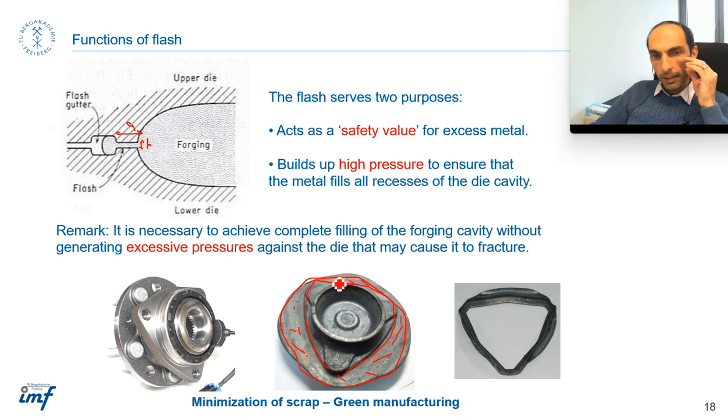But then after some optimization using the forging simulator, we could reduce the size of the flash to this small size. It is a kind of minimization of scrap or flash, moving toward green manufacturing, because less material and less energy is used. So I can say that this is an example of optimization using the forging simulator.